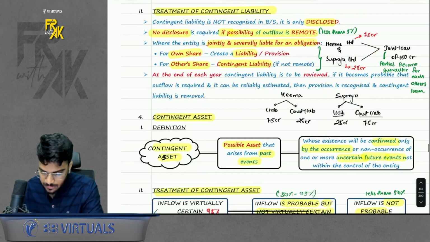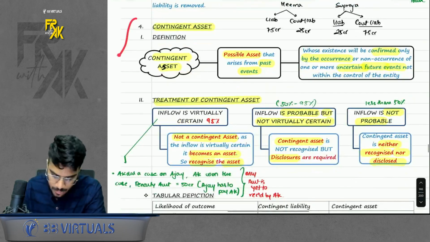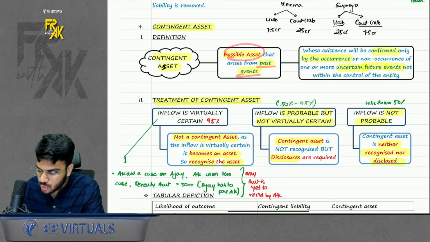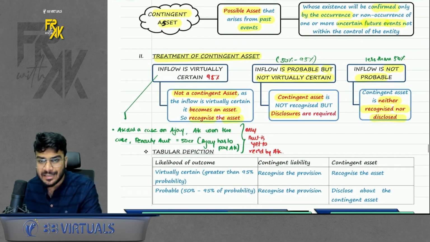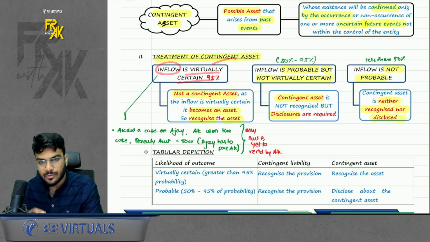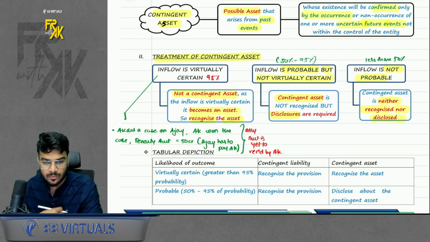Last point, the contingent liability also needs to be reviewed at each year end. Next point, contingent asset. It is nothing but a possible asset that arises out of past event whose occurrence will be confirmed in future only. What to do with the contingent asset? Recognise it if the inflow of the asset is virtually certain. So it says if the inflow is virtually certain. For example, I did a case on Ajay. I won the case. Penalty amount I will receive is 50 crores.